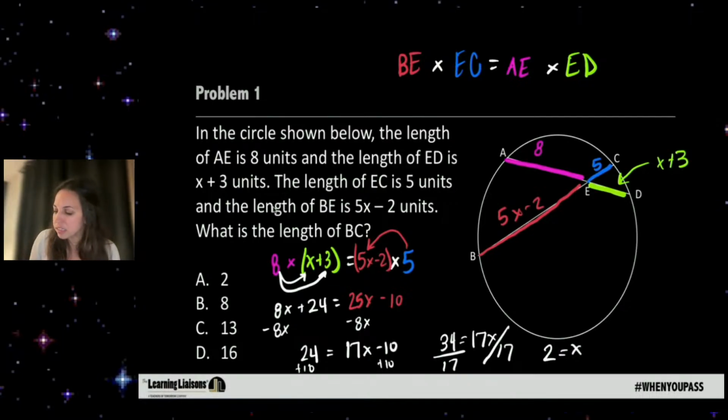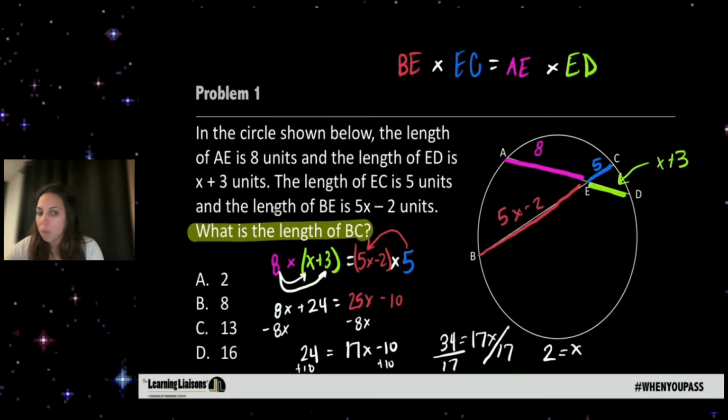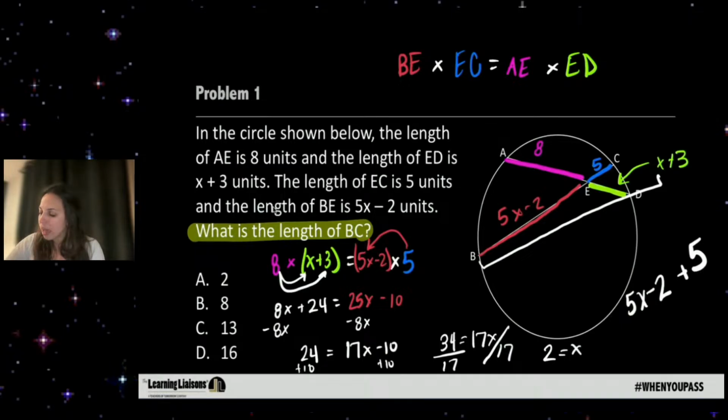Now, did they ask for x? They did not. They asked for, and this is why it's important to always go back to your original problem, the length of BC. So BC is 5x minus 2 plus 5. BC is this whole thing. So we have 5 times 2 minus 2 plus 5.